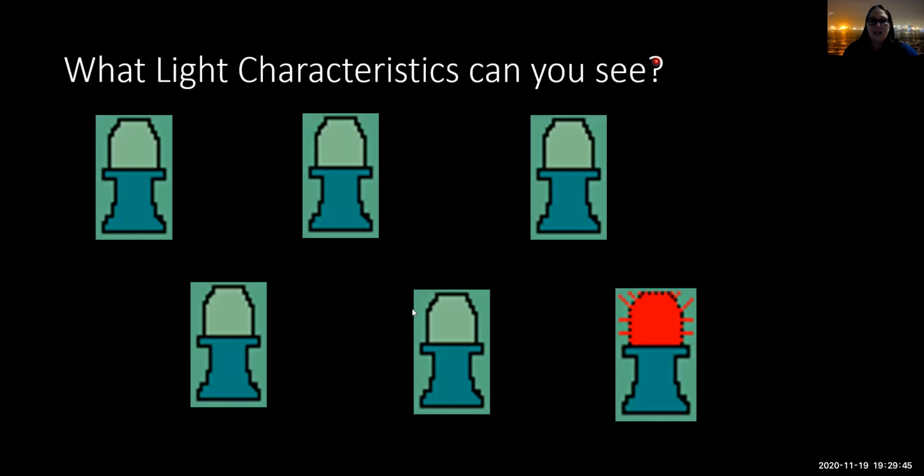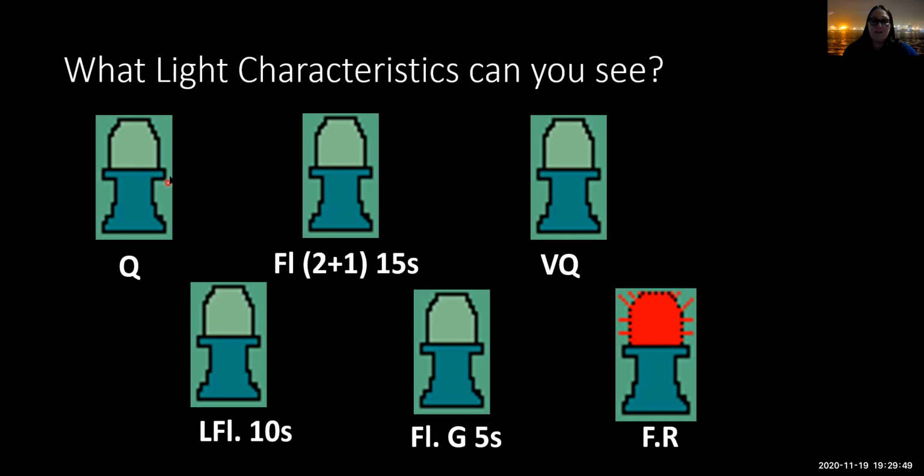Zoom. So let's see how you did. Okay, so I'll pop the answers up. The first one on the left-hand side was a quick flashing light. This one at the top here was flashing 2 + 1. So it was white flashing 2 + 1 over a period of 15 seconds.